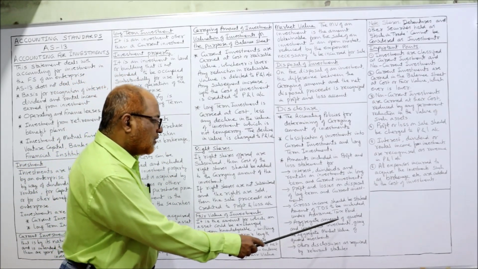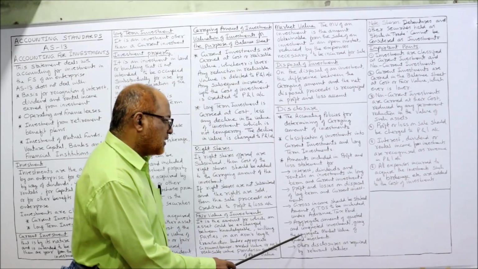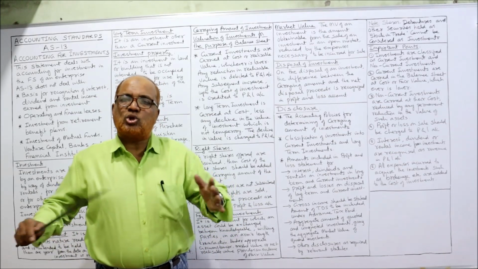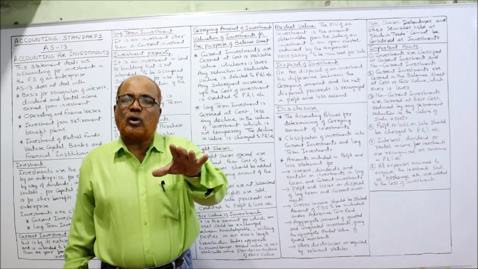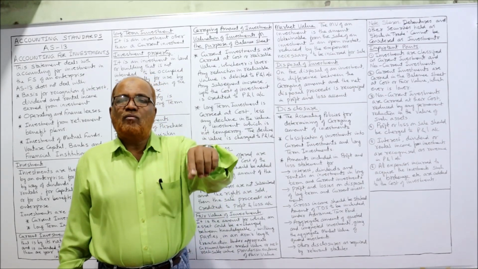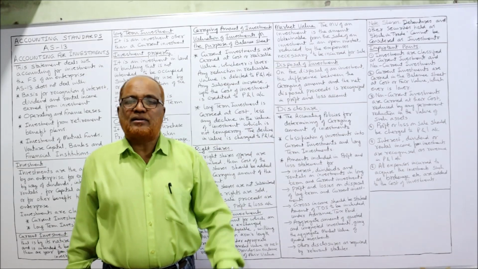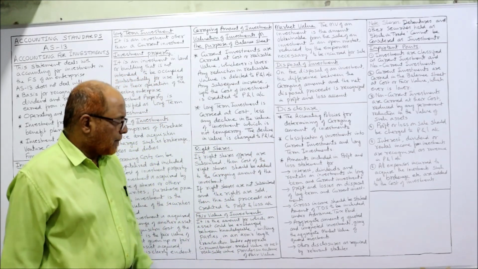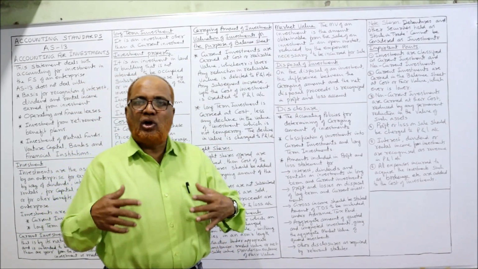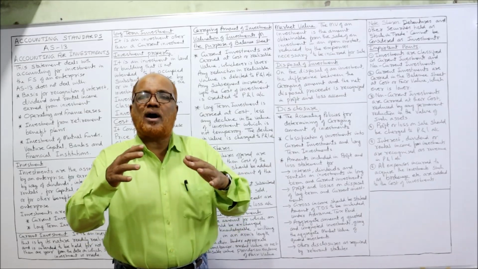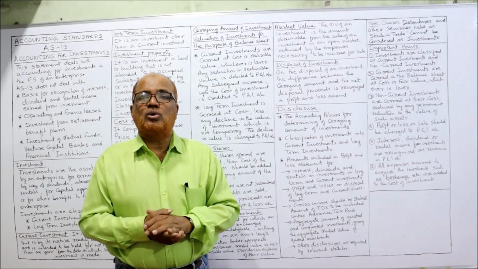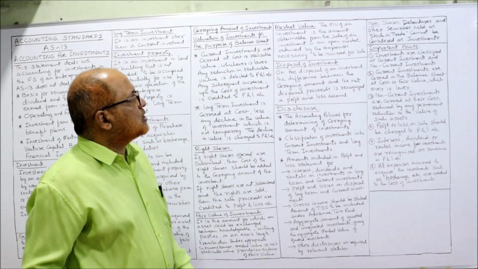Now, aggregate amount of quoted and unquoted investment, giving the aggregate market value of quoted investments. So separate disclosure should be made regarding which are the quoted investments and which are the unquoted investments. For quoted investments, what is the market value of investment? That should also be disclosed. Lastly, other disclosures required by relevant statutes. If different statutes require separate disclosure regarding investment, those disclosures should also be given. So these are the disclosure requirements.